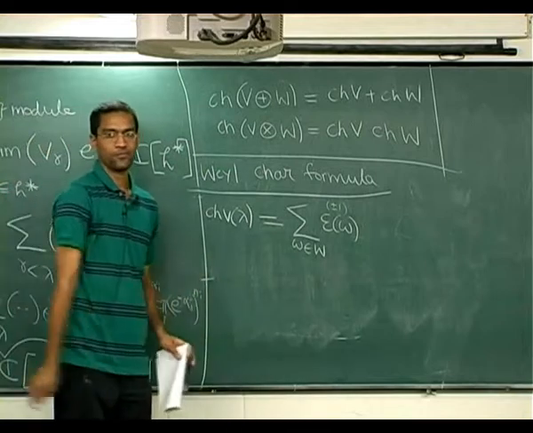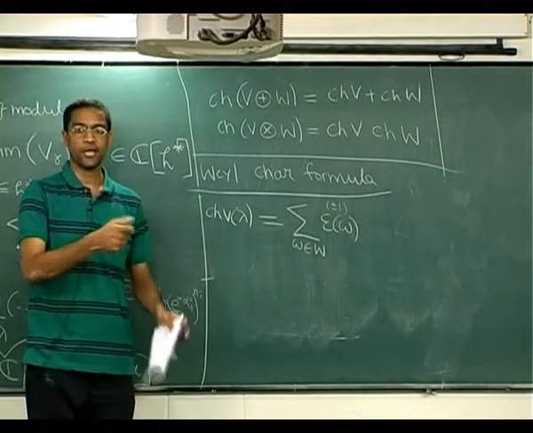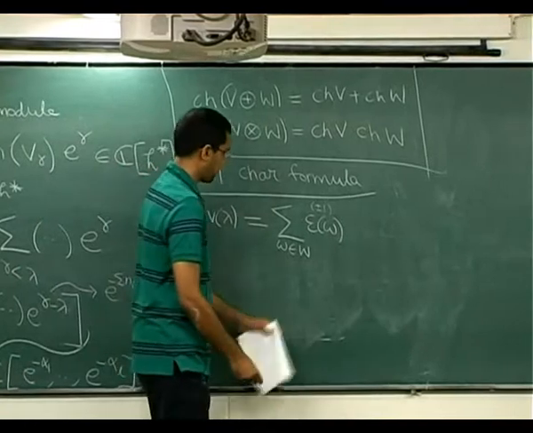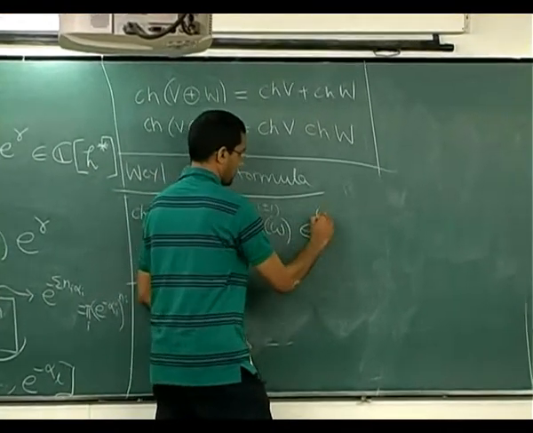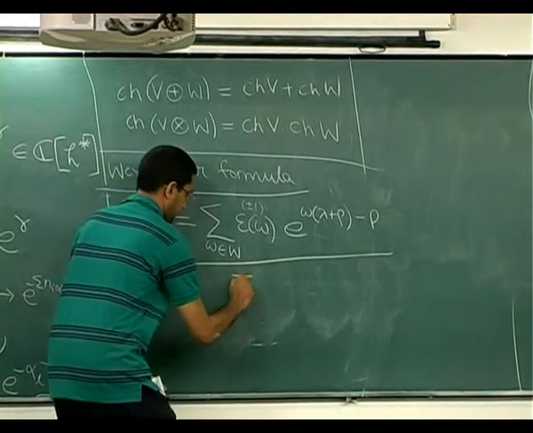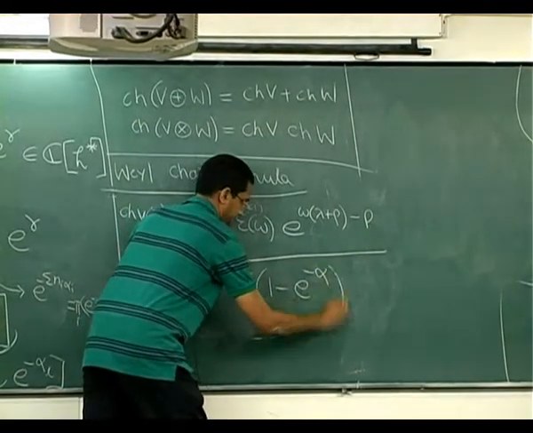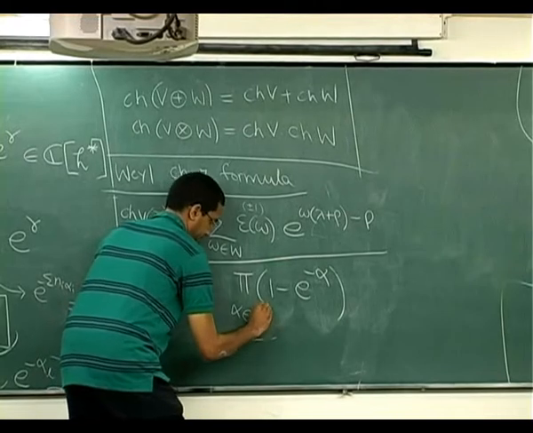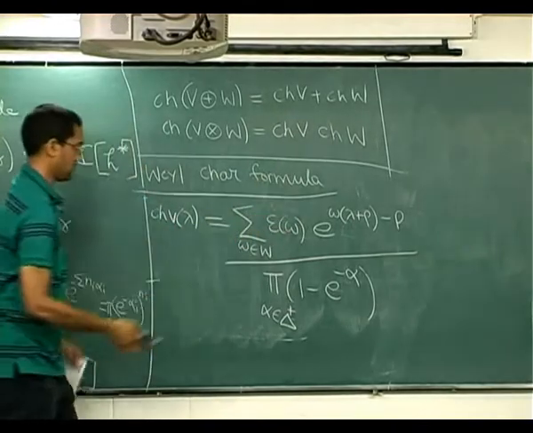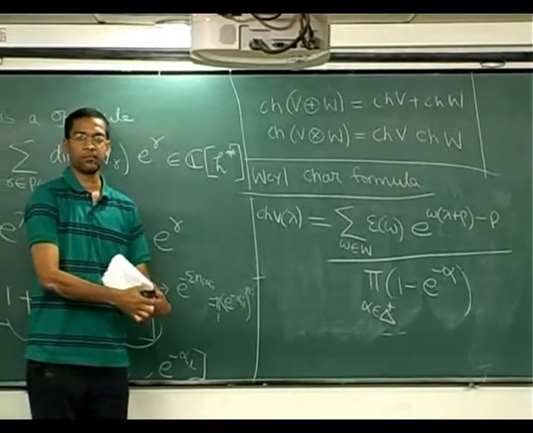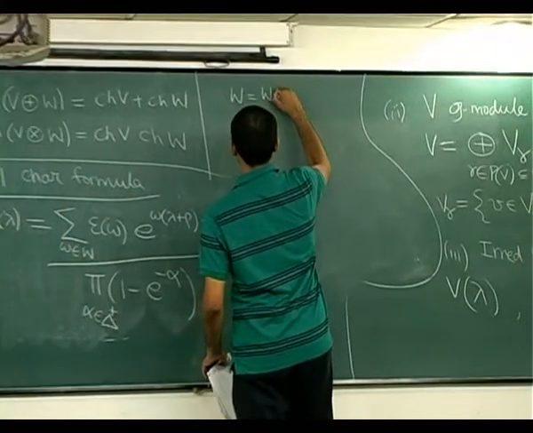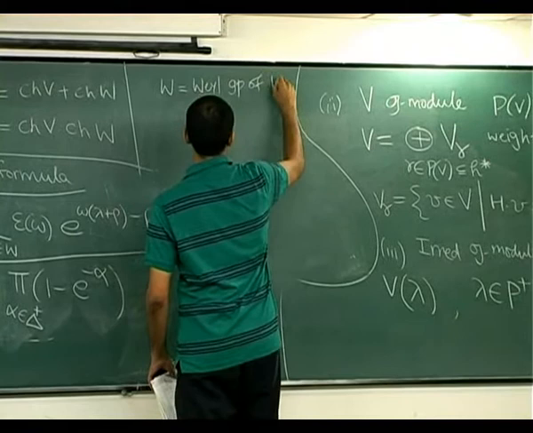There's an explicit way of computing it, but you can think of it as the sign for elements of the permutation group, like the even and odd permutations. So it's the analogous thing in general. So you have epsilon W e to the W of lambda plus rho minus rho, divided by the denominator. So this is the Weyl character formula. It's a sum divided by a product. The sum ranges over what's called the Weyl group. So W is the Weyl group of G.